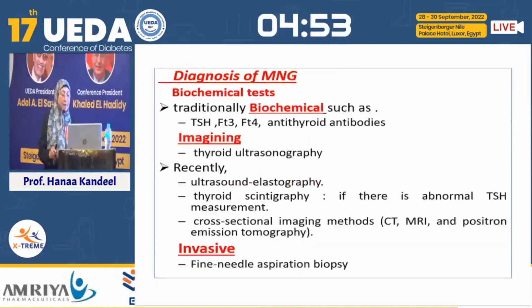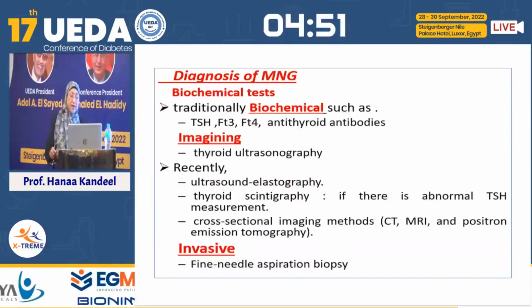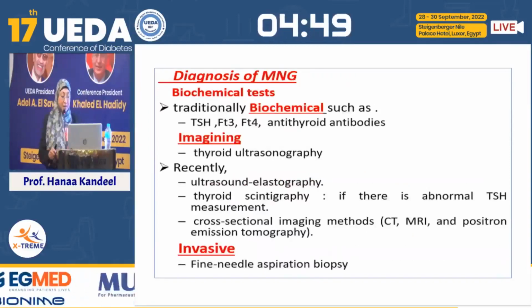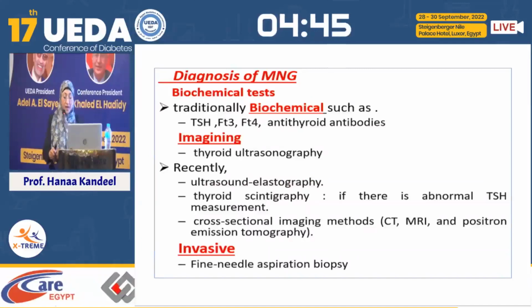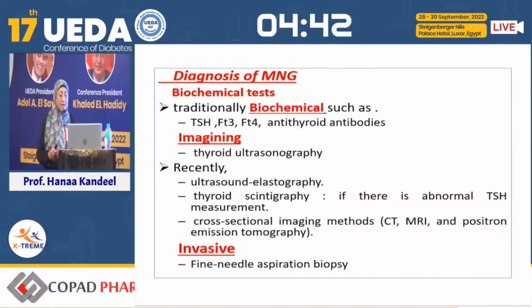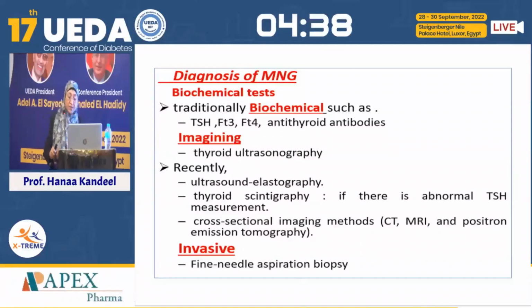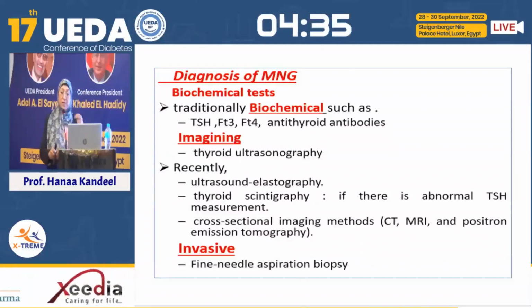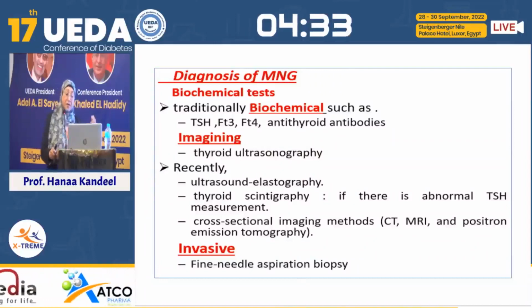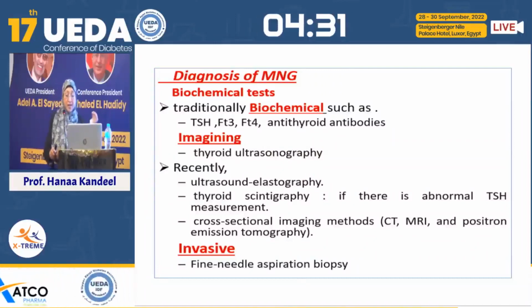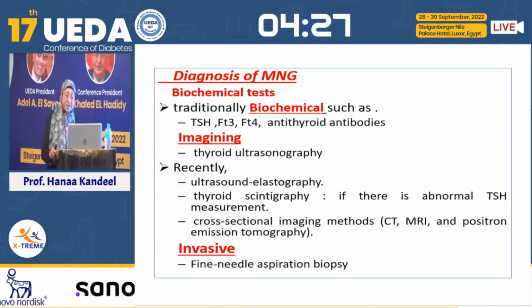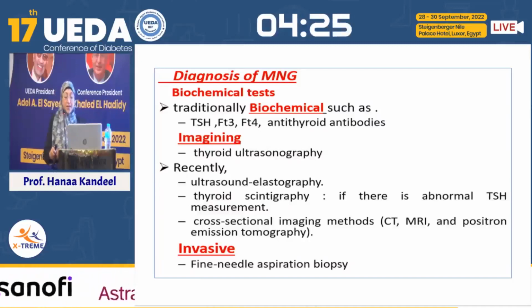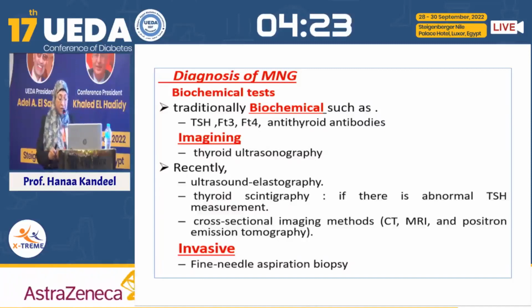Through the biochemical tests, we measure TSH, free T4, and free T3. Regarding imaging, there is thyroid ultrasonography and recent techniques like ultrasound elastography, and we will speak about when we will send the patient for ultrasound elastography and thyroid scintigraphy and the indication for this, and cross-sectional imaging by CT and MRI.